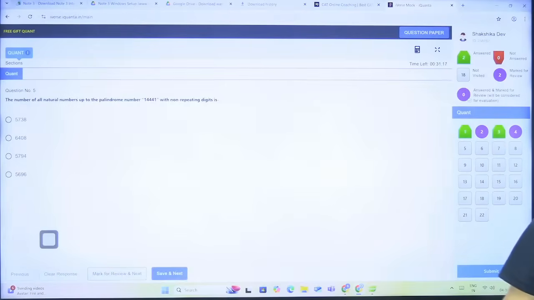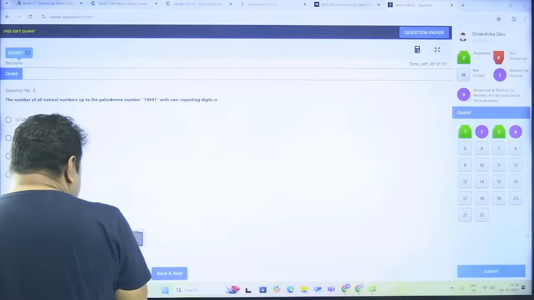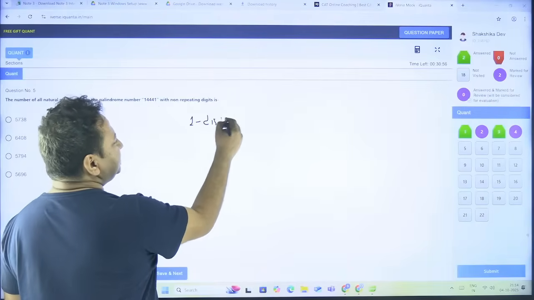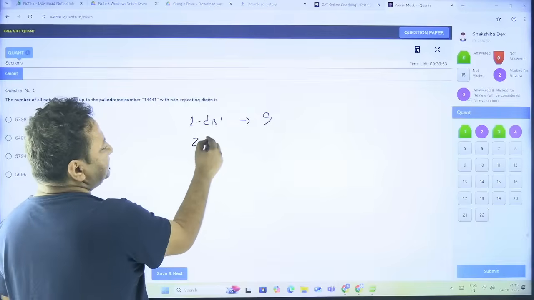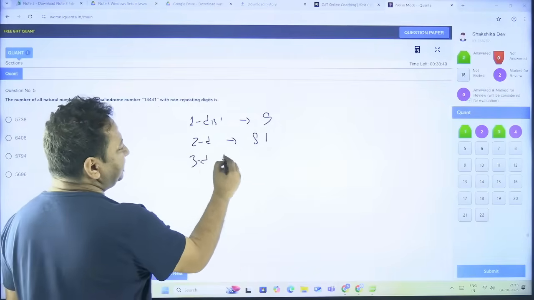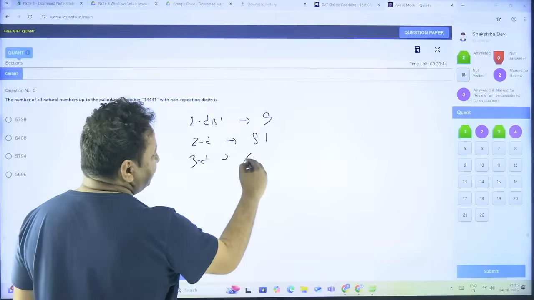Next is the number of natural numbers up to palindrome 14441 with non-repeating digits is how much? Oh, this is a huge calculation, because here I'll have to solve in different ways for different ranges. One is single digit numbers. So for single digit numbers, there'll be 9 non-repeating. If I take 2 digit numbers, it'll be 9 into 9, that is 81. If I take 3 digit numbers, it'll be 9 into 9 into 8, 81 8s are 648 is what I have.